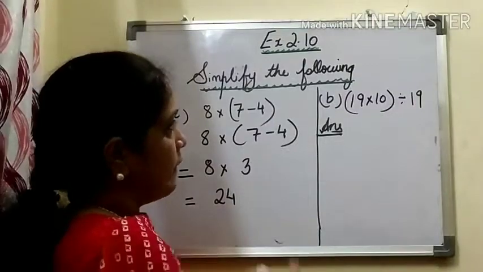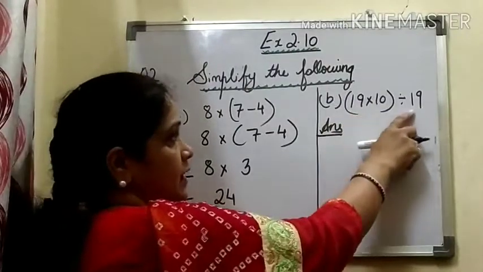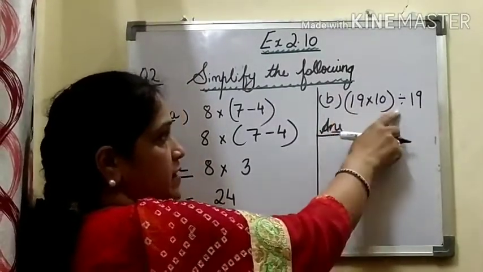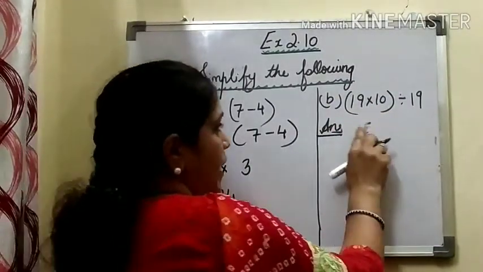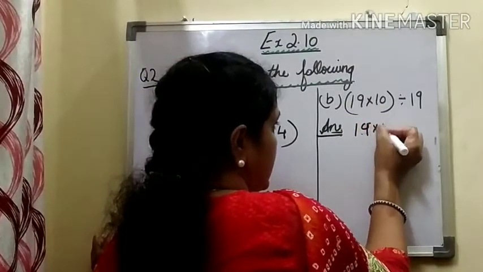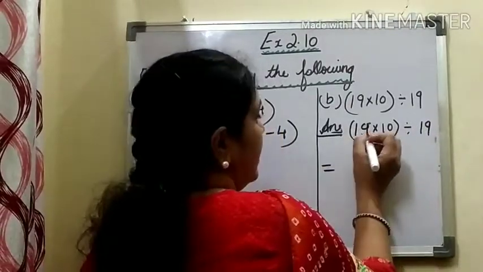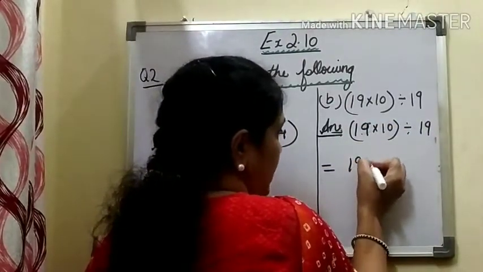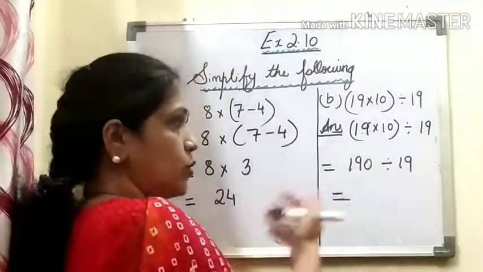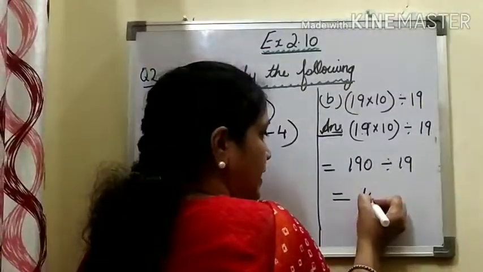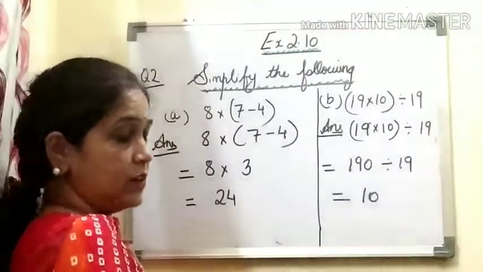19 into 10, bracket closed, and then divided by 19. So whenever an expression is in this form, first we will operate whatever is inside the bracket. First you write the expression as it is, that means 19 into 10 divided by 19. Then you put the equals sign. 19 into 10, how much is it? 190. Then divided by 19. 190 divided by 19, how much is it? You can do it in the rough column, or mentally also. 19 tens will be 190 or not? So the answer is 10. These two are very easy. I think it's very clear to you.